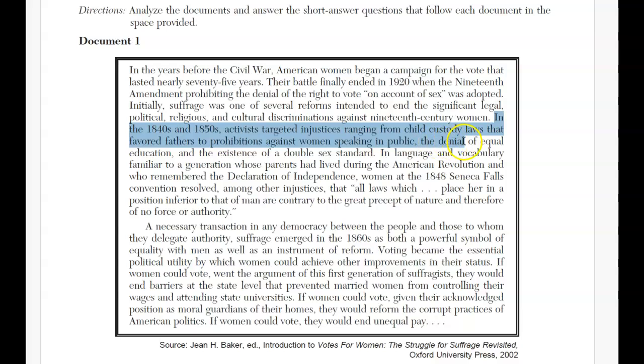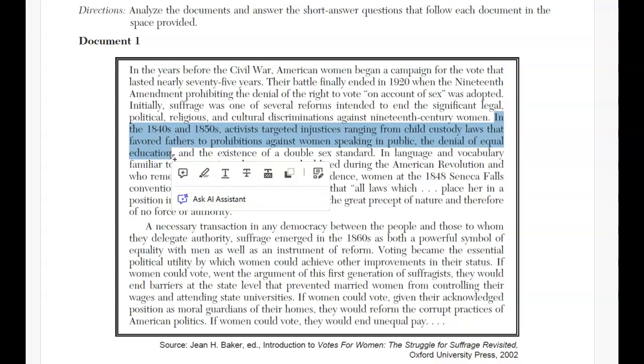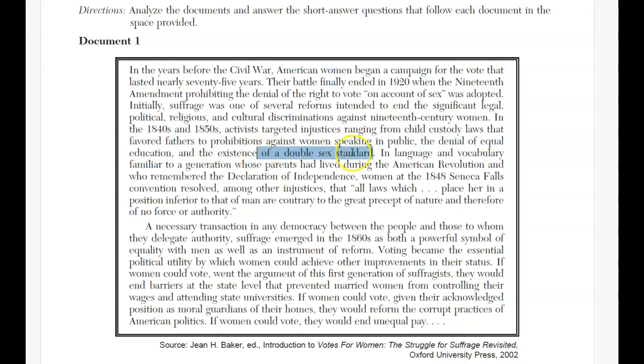19th century is 1800s. That's true. Women were not allowed to give speeches in public for a time. It included the denial of equal education. There were no colleges at that time that allowed women to enter. The existence of a double sex standard. What they're talking about there is, if a guy fooled around on the side, well, it wasn't particularly endorsed, but hey, guys are guys. If a woman fooled around on the side, she was looked down upon.